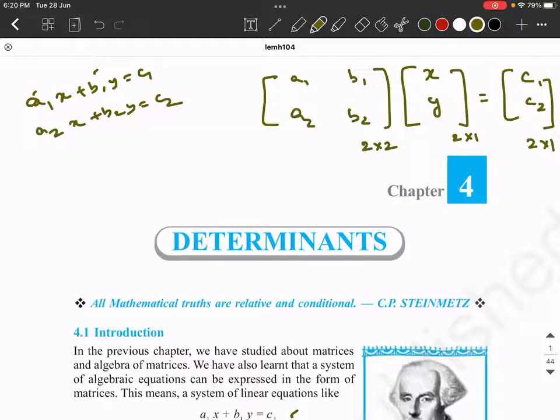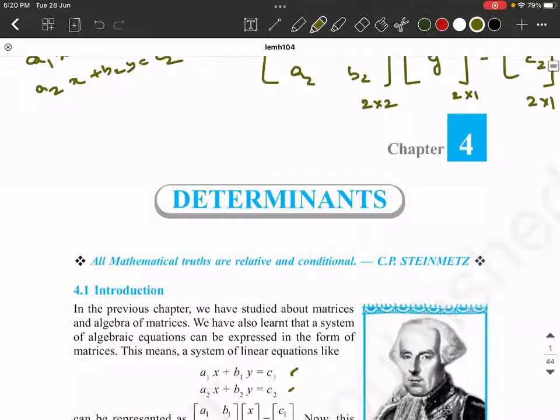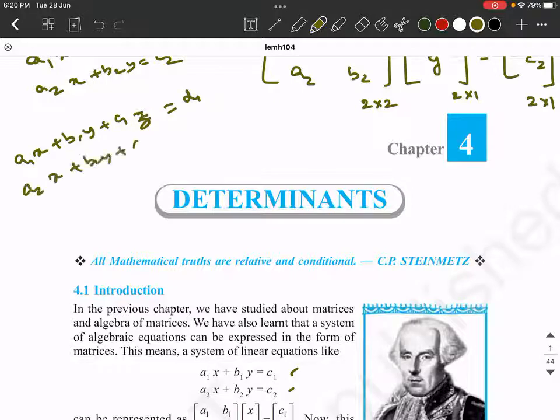Is that clear, guys? So using the same logic, if I give you a question like this, will you be able to think and write and tell me? a1x plus b1y plus c1z is equal to d1. a2x plus b2y plus c2z is equal to d2. And a3x plus b3y plus c3z is equal to d3. I want you to write a coefficient matrix multiplied with the variable matrix, which gives you the constant matrix.